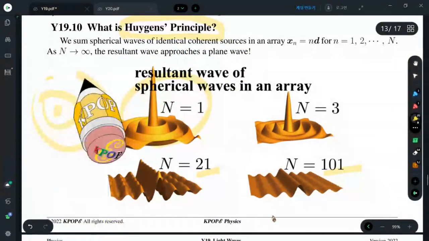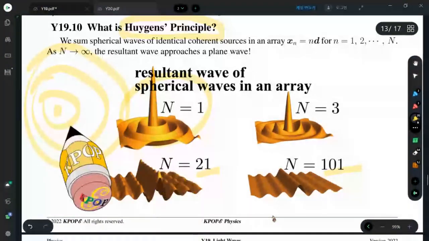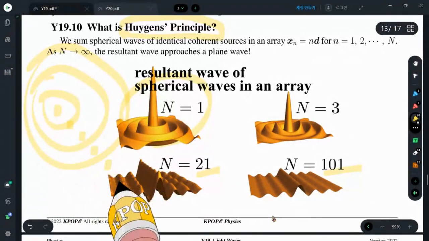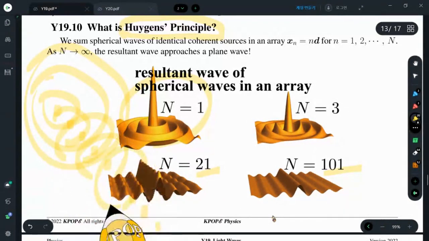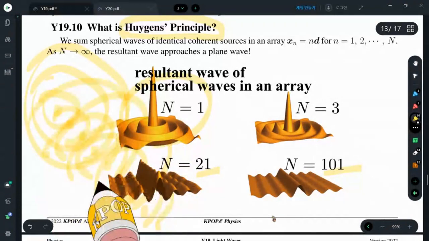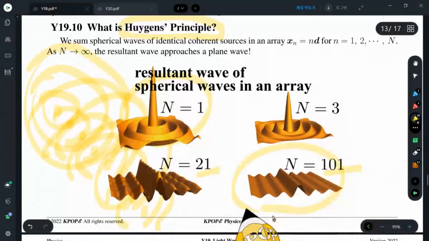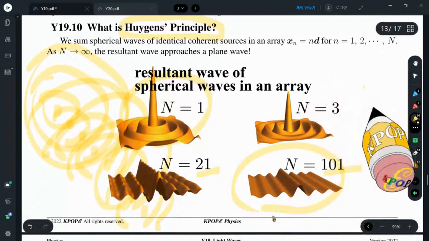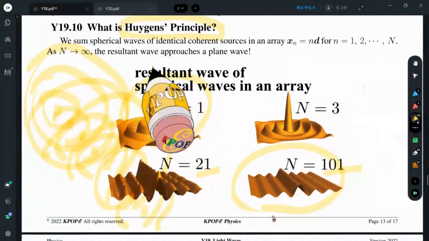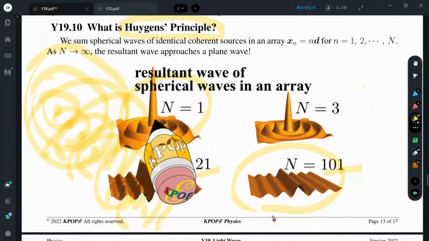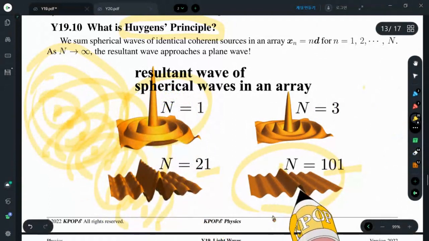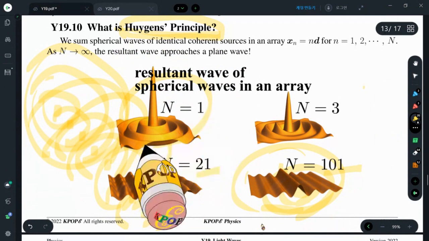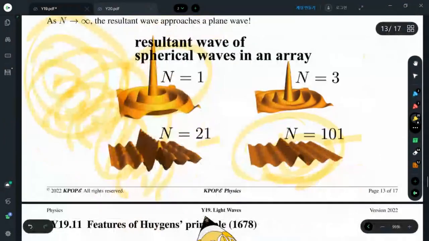Any point source generates a circular or spherical wave. If you bring in the sources in many, many cases, the resultant wave becomes a plane wave. So a plane wave can be interpreted as an infinite sum of point sources that generate circular waves. So this is called Huygens' principle. It is not a mimic, it is my own exact calculation.